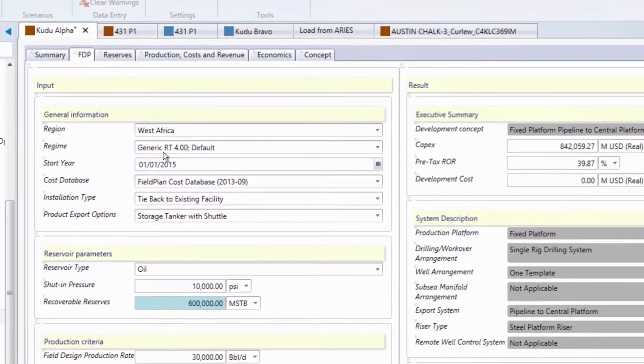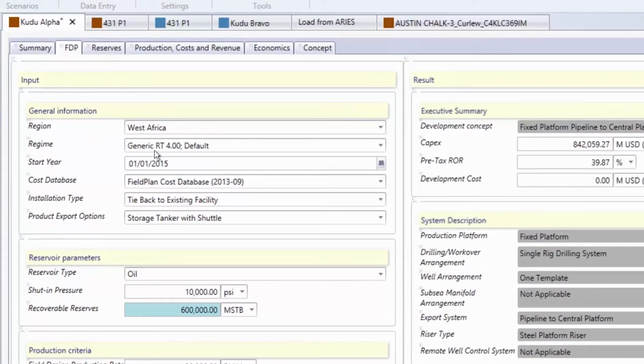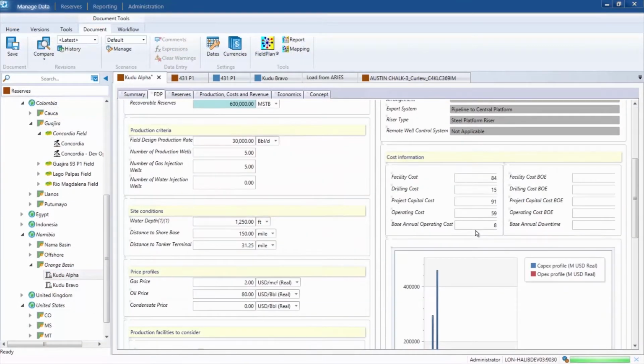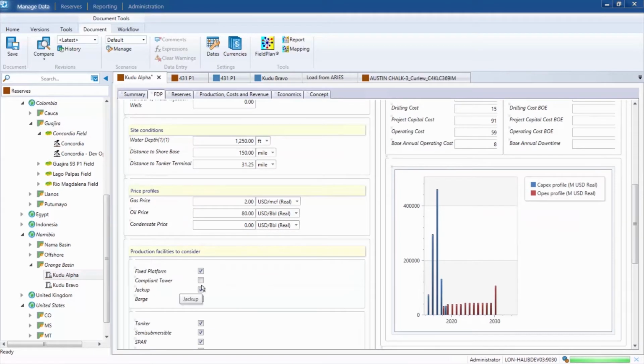We are using a West Africa fiscal term specific for Namibia. We have our estimated recoverables and some technical information around this development concept. We are also going to update our information to add a compliant tower to the potential development concepts that we can build. Now that we have updated all of the necessary information on this prospect in Palantir Dataflow, we are going to update our development plan by using Landmark's Field Plan.